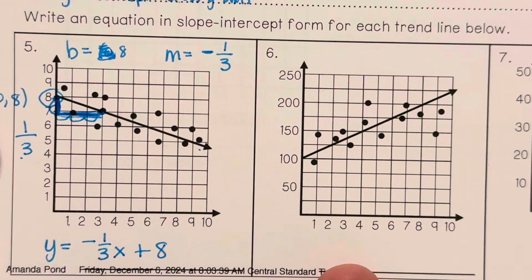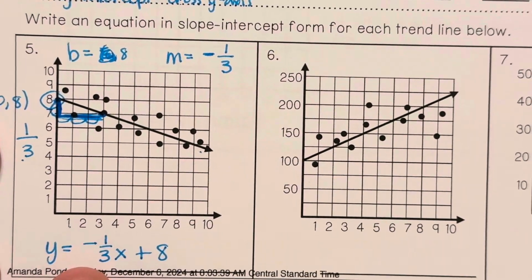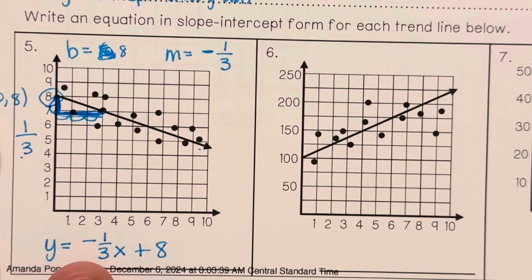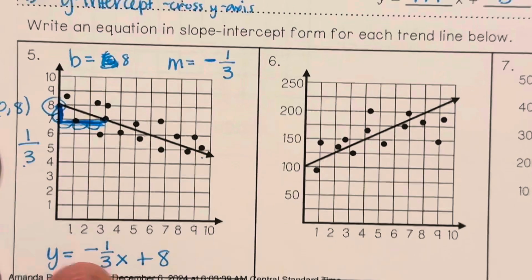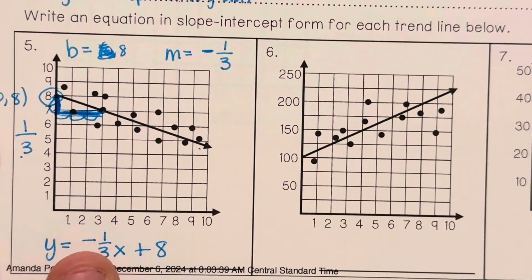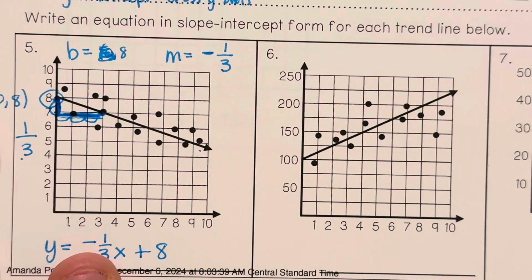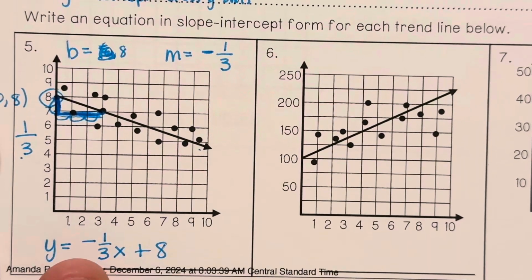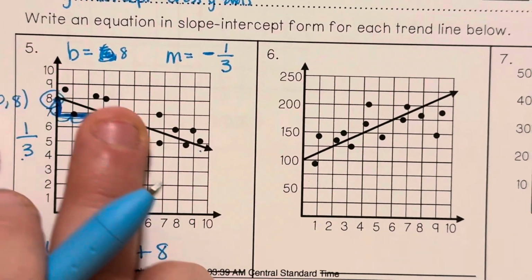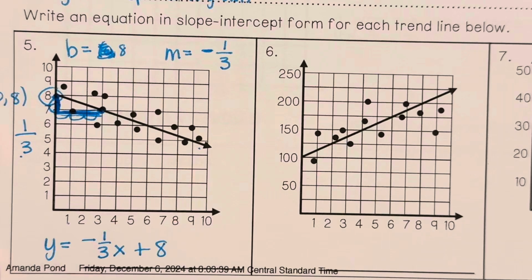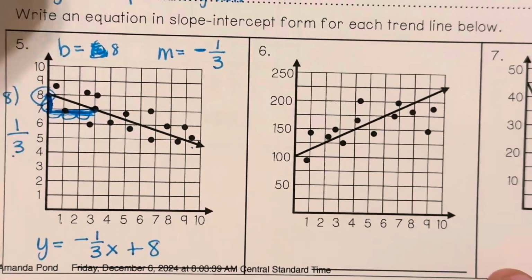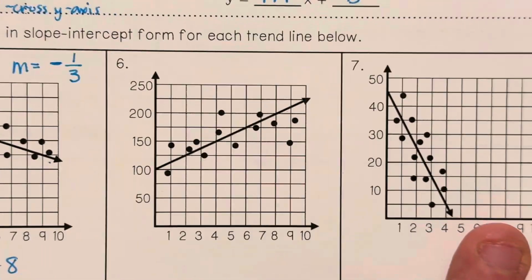Okay? Now, if you don't have this negative, boys and girls, it's wrong. So make sure we have this if it's a negative slope. Now, if it's positive, I don't have to put a positive sign. We just assume and understand that it's positive if there's no sign at all. But if it's negative, you have to have that negative sign. And remember, if we're going down from left to right, we're always negative. Okay? Let's look at number 6.